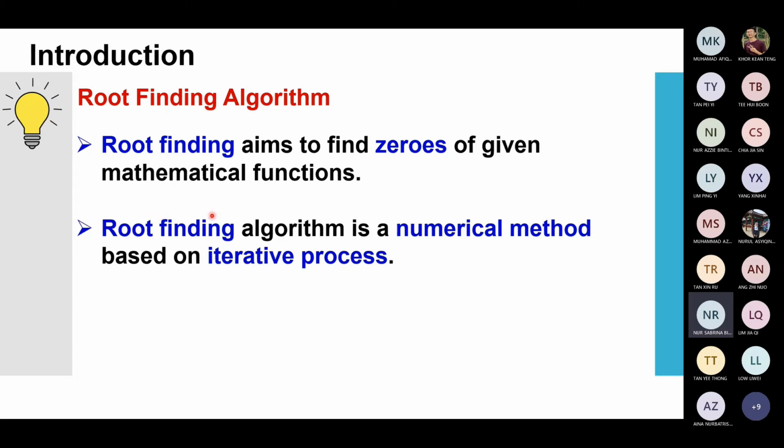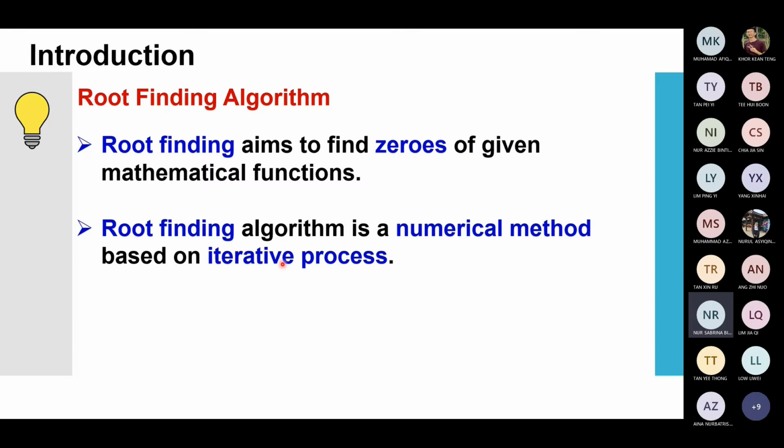A root finding algorithm is a numerical method based on an iterative process. In a linear case, you can straight away get the exact solution. But in numerical methods, in order to find the approximate solution or approximate roots, we do a few iterations to get accurate roots, where the line passes through the x-axis.